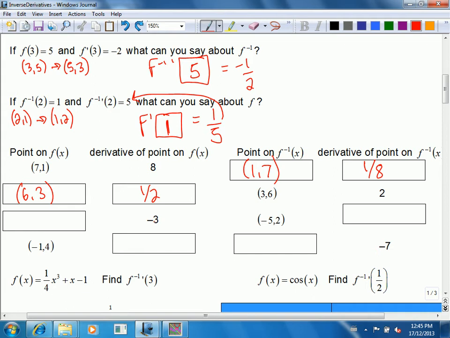If it's negative 3, then I would know it's negative 1/3. That's the simple relationship. The tough part is remembering where it happens. If this is at (-5, 2), then it must be connected at (2, -5). This is where we would see it. So this will be at (4, -1), and then this will be at negative 1/7 because that's the reciprocal.